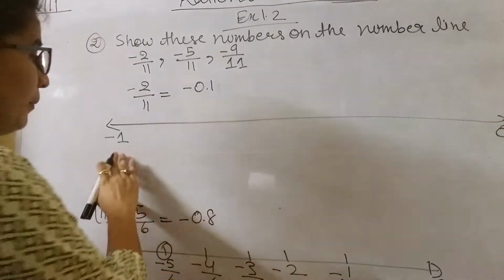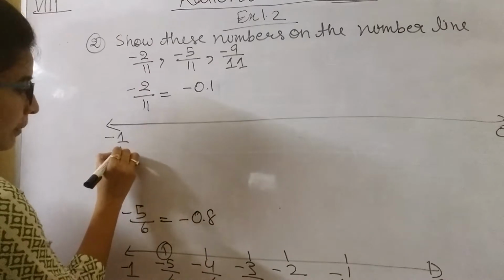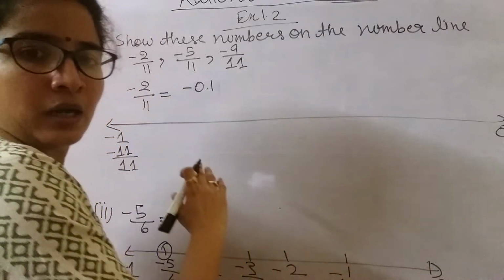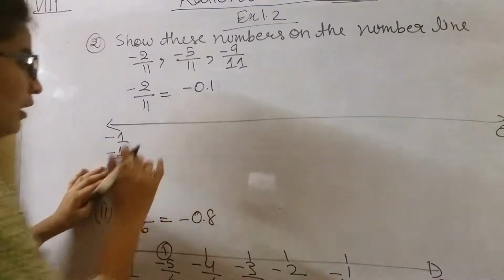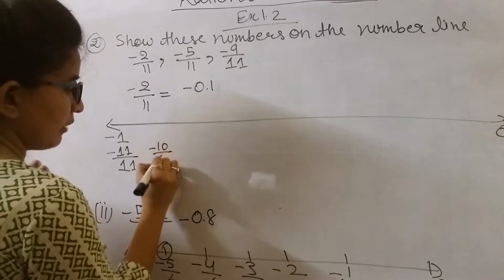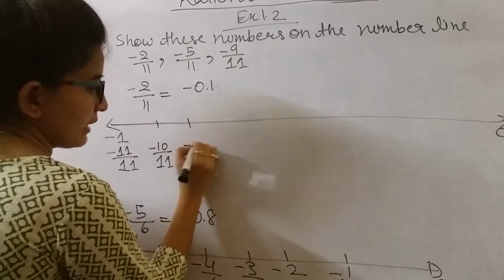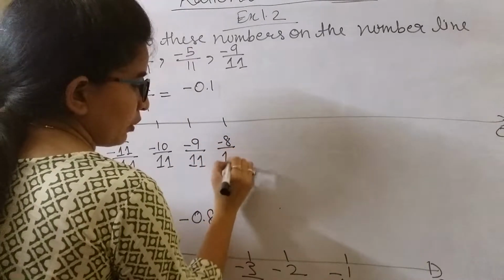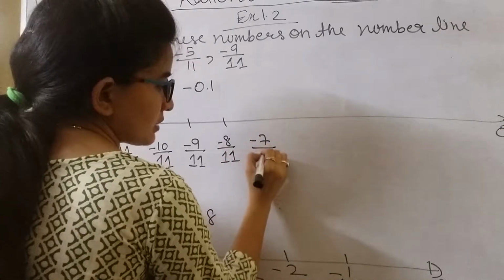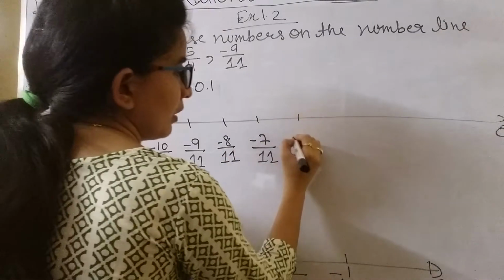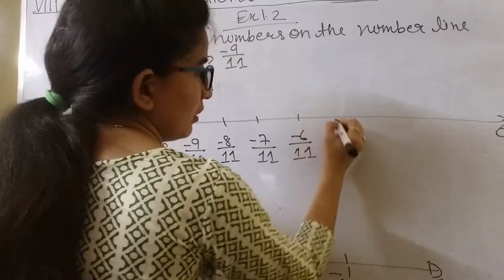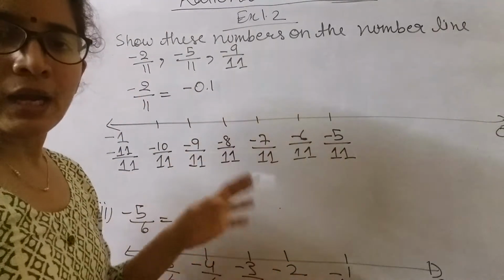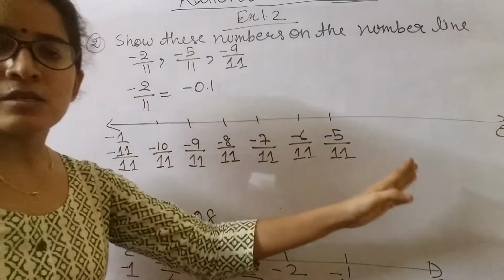Now for minus 1, I can write it as minus 11 upon 11. So I will decrease the number on the right hand side, like here I can write minus 10 upon 11. The next number will be minus 9 upon 11. Next to this is minus 8 upon 11. Minus 7 upon 11. Minus 6 upon 11. Minus 5 upon 11. So these all numbers are lying between minus 1 and 0.